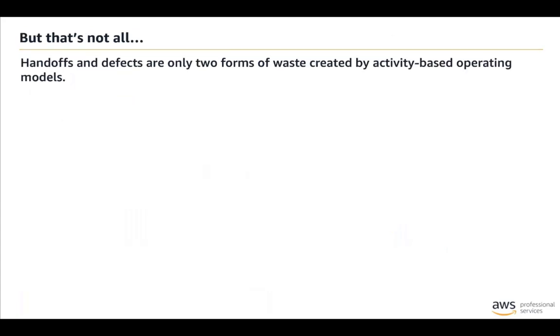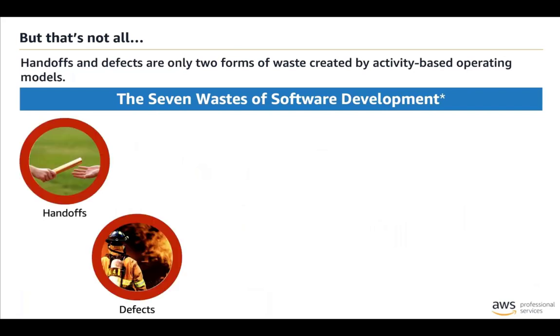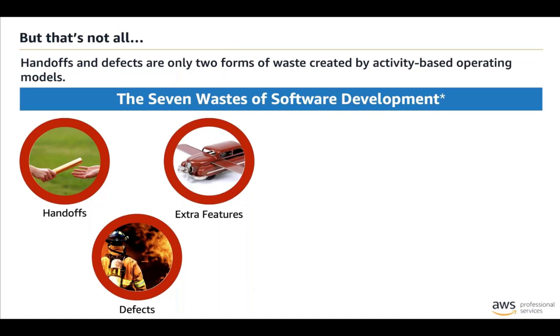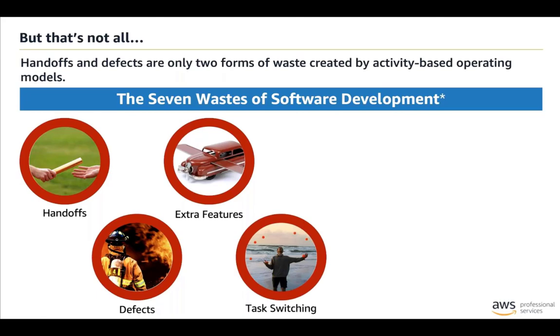We've already covered handoffs and defects, but there are other forms of waste in this kind of operating model. Extra features. Features that are scoped and built, but never actually used by consumers. Task switching, the act of switching between contexts and tasks. Research shows that every time you switch contexts, productivity may drop between 20 to 30%. If you are managing more than a couple of initiatives, you can very quickly see productivity erode to zero as most time is spent reestablishing context.